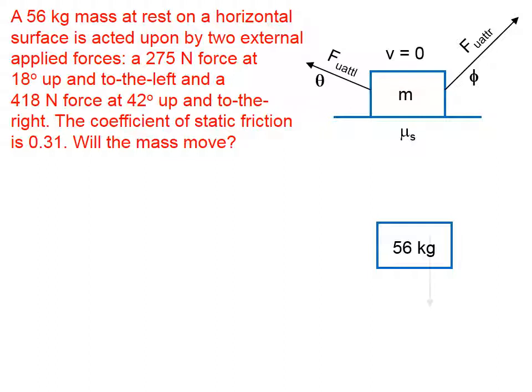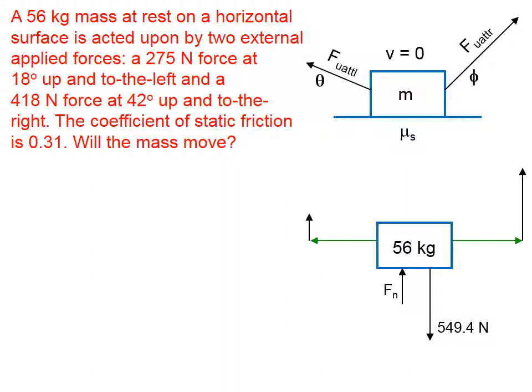There's our 56 kilogram mass. That has a weight equal to m times g, so 56 kilograms times 9.81 meters per second squared is 549.4 newtons. There's also a normal force. It acts upward. We don't know exactly what the magnitude of it is, but we know it points upward, normal to the surface. These applied forces must be resolved into parallel and perpendicular components.